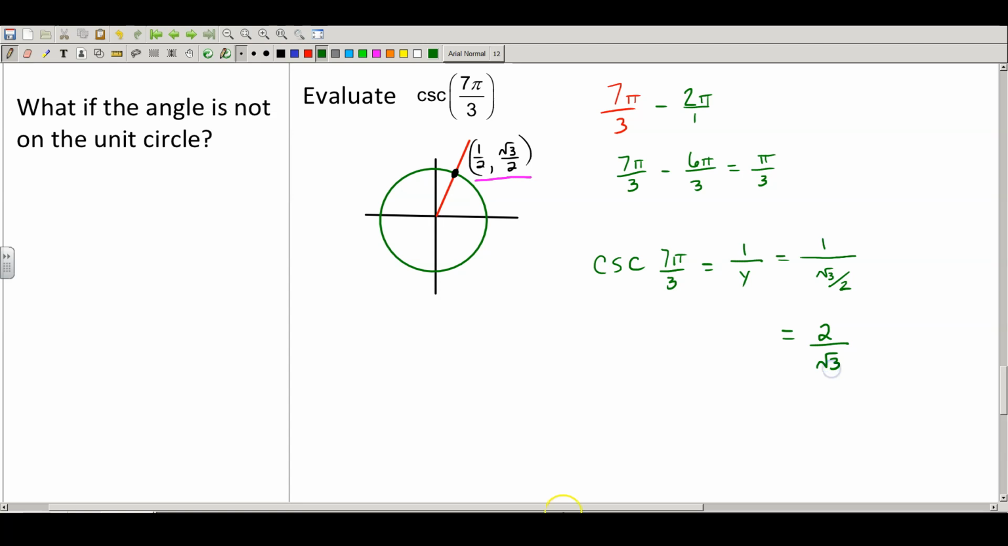So our answer is 2 over √3, but since we can't have a square root in the denominator, we're going to multiply by the square root of 3 on the top and bottom just to clean things up. And so our answer would be 2√3 over 3. And there it is.